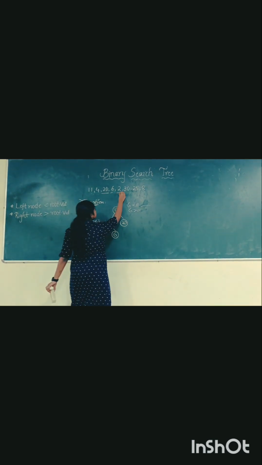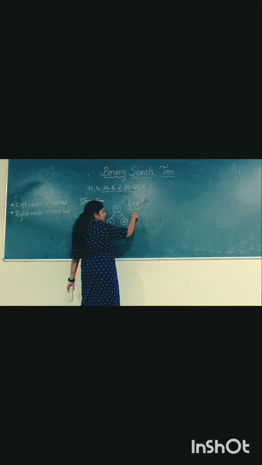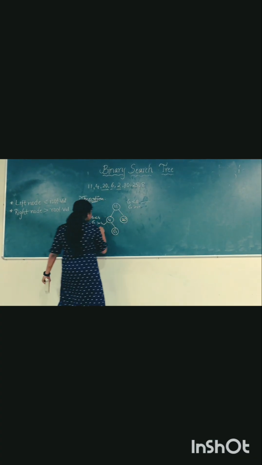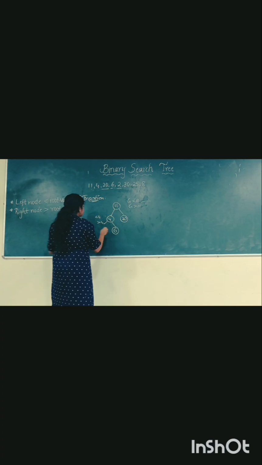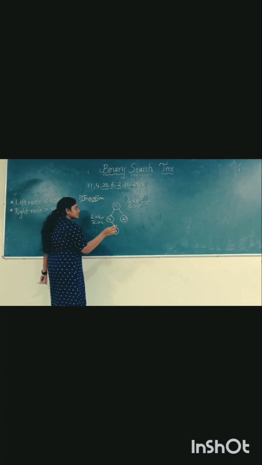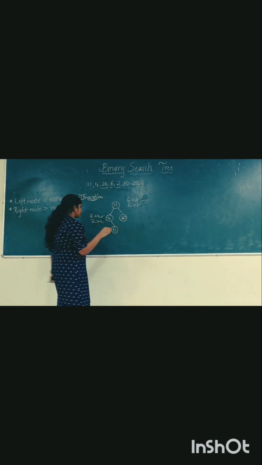And the next element is 2. Like this, we check if 2 is less than 11 or greater than 11. 2 is less than 11, right? So we should check here also. 2 is less than 4 or 2 is greater than 4. 2 is less than 4, right? So we should insert 2 at the left side of the 4.